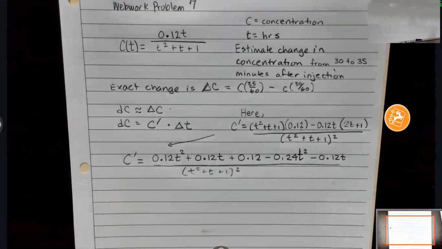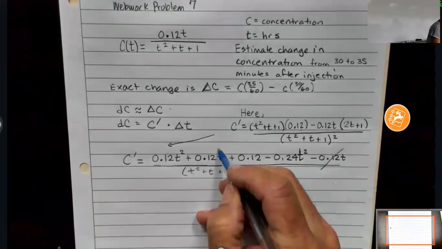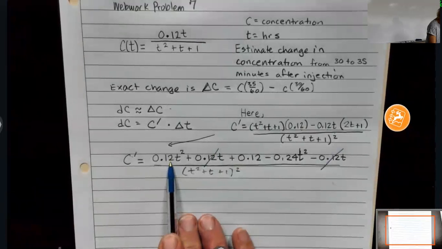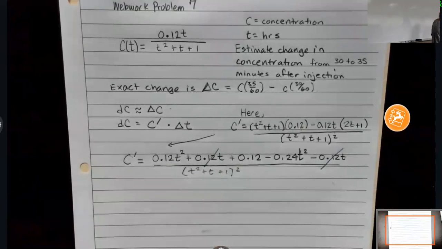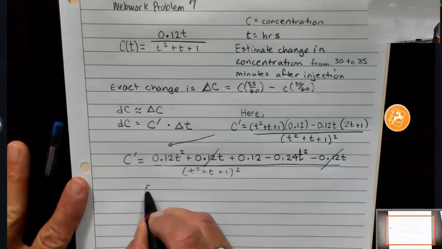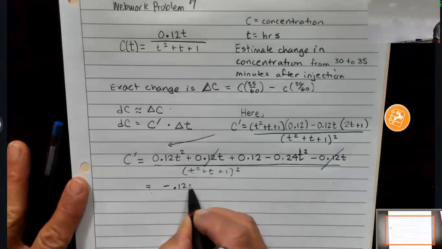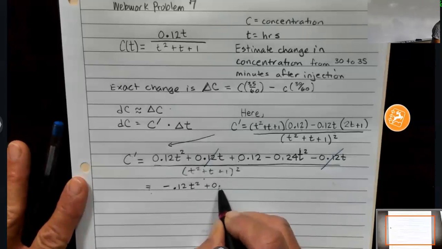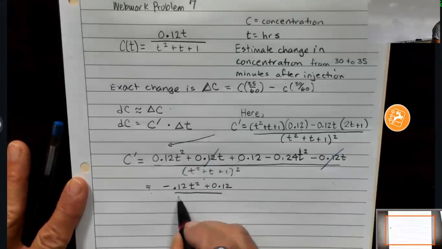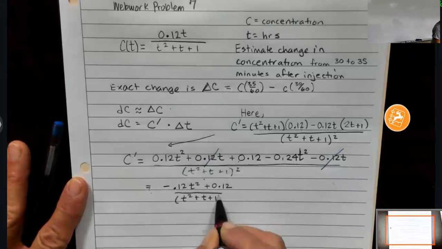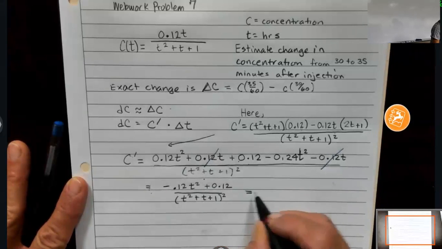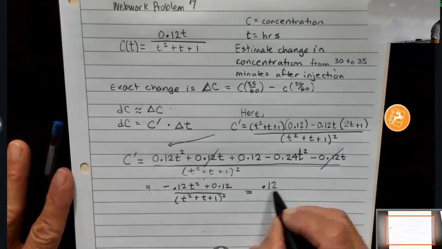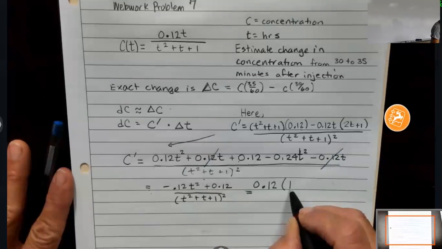So we can get rid of the 0.12 t's. They cancel each other out. The t squared terms, 0.12 t squared minus 0.24 t squared, give you minus 0.12 t squared. And then I have plus 0.12, all over that denominator squared. To make my numbers easier to calculate, I'm going to factor out the 0.12 and write that as 1 minus t squared up here.